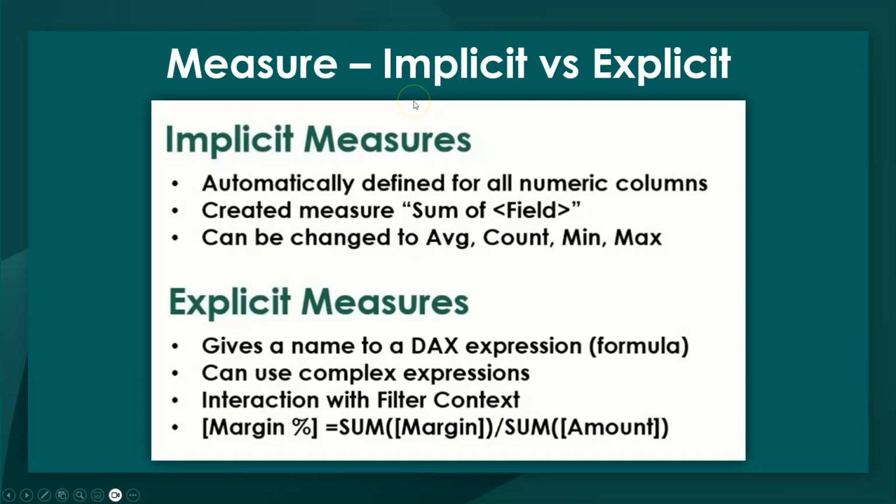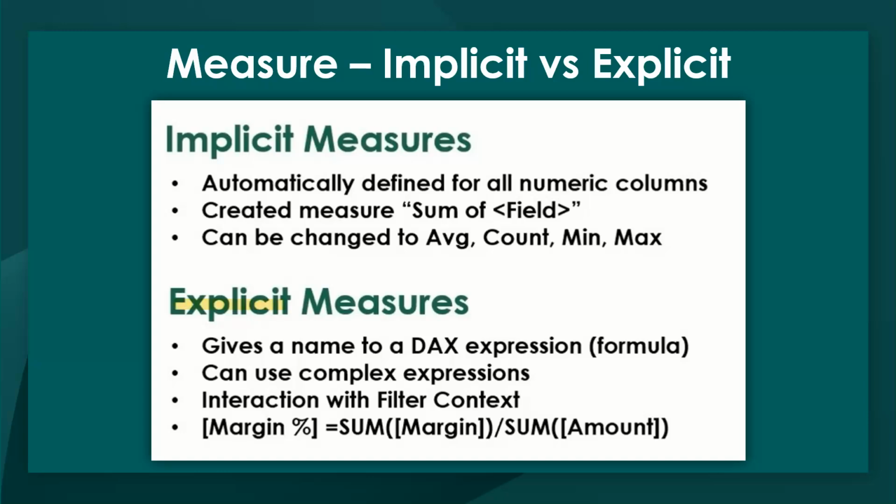Whereas we have the explicit measures. So remember that DAX is a language. When we write DAX in a particular cell within the Power Pivot, it is a measure, but it is an explicit measure. Now, why explicit measure? Because the user is writing that particular logic in order to drag into the Power Pivot. So whenever a user writes their own logic, it is definitely called a measure, but it will be an explicit measure.